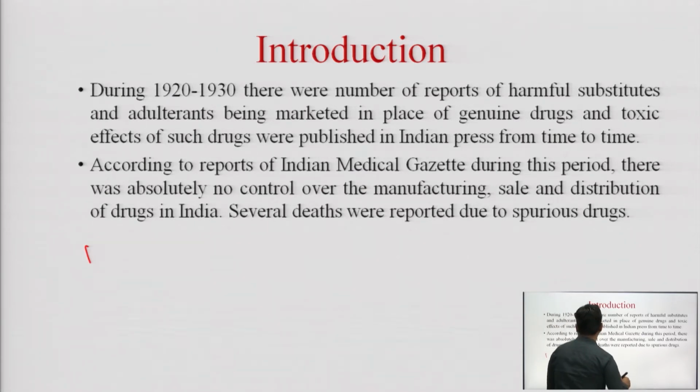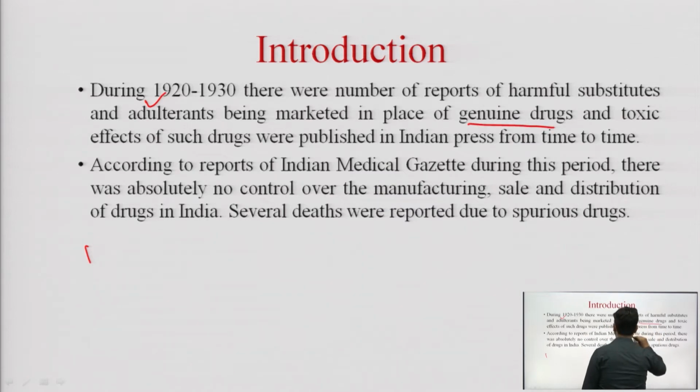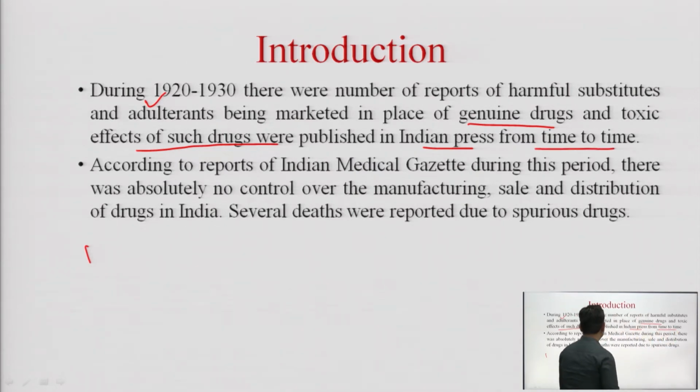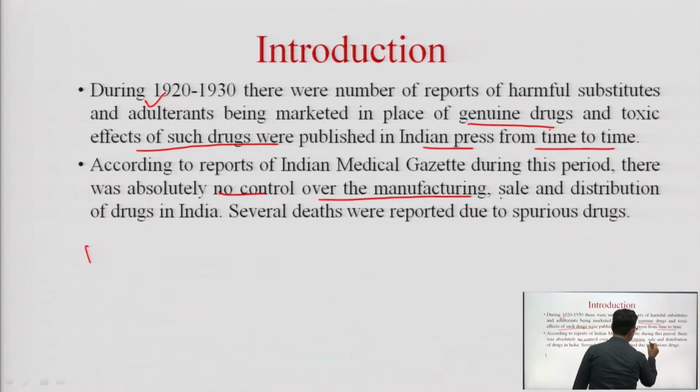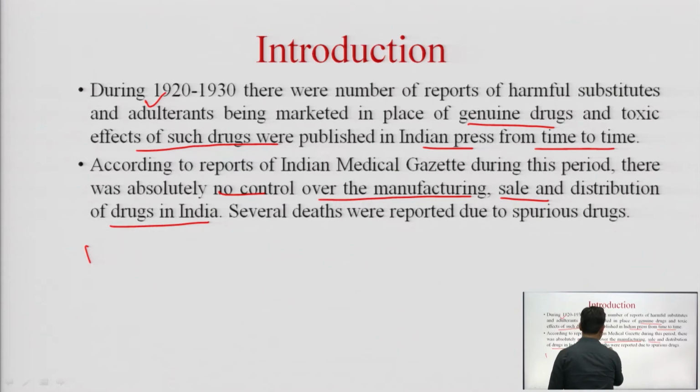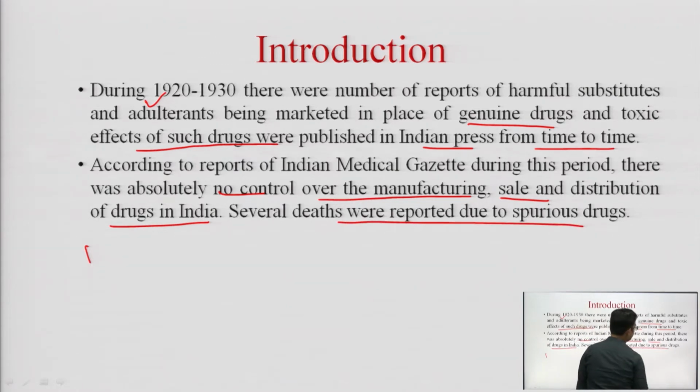You can see here, during 1920 to 1930 there were a number of reports of harmful substituents and adulterants being marketed in place of genuine drugs, and toxic effects of such drugs were published in the Indian press from time to time. According to the reports of the Indian Medical Gazette, during this period there was absolutely no control over the manufacturing, sale and distribution of drugs in India. Several deaths were also reported due to spurious drugs.